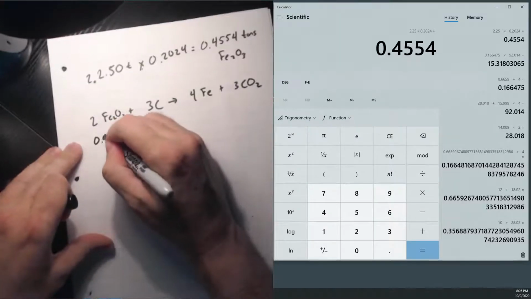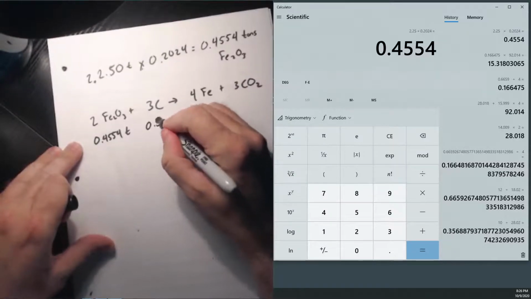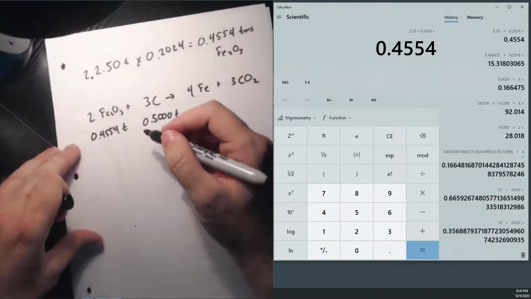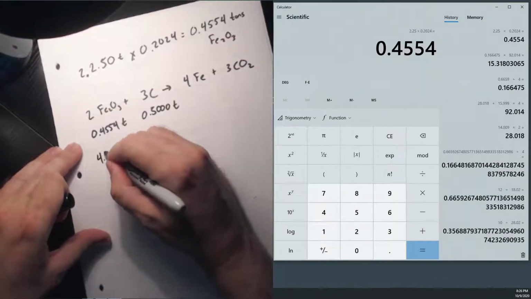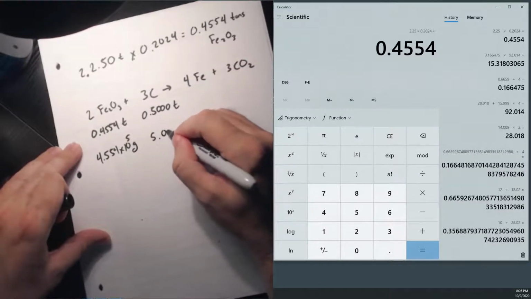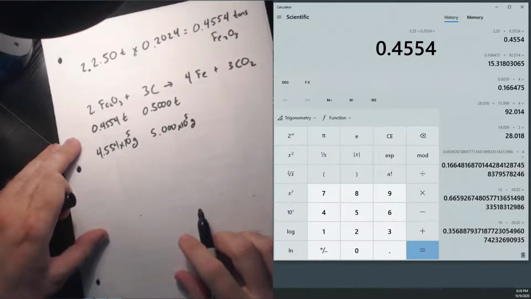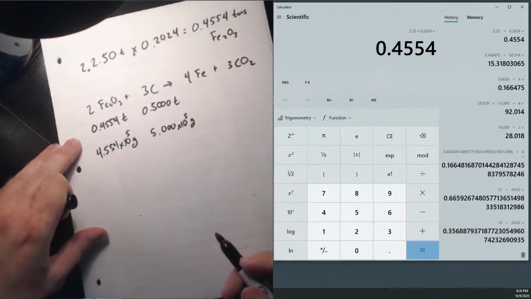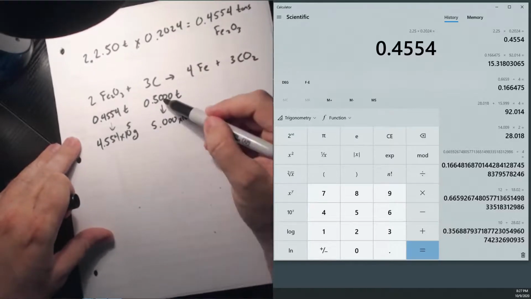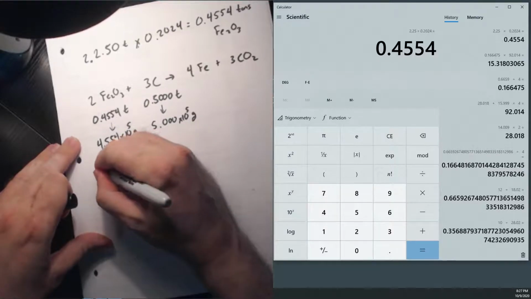So we have 0.4554 tons, and we have 0.5000 tons. So let's go ahead and convert those to grams. That would be 4.554 times 10 to the 5th grams, and 5.000 times 10 to the 5th grams. Yes, okay. I was just double checking my math in my head. Because 1 ton is 1 million grams, so half a ton is 500,000 grams, or 5 times 10 to the 5th. All right, now we can convert to moles.